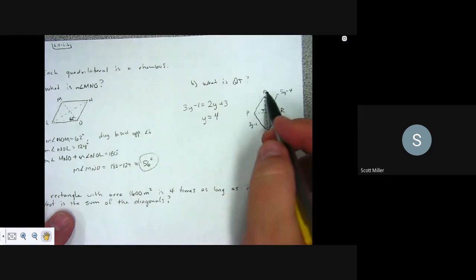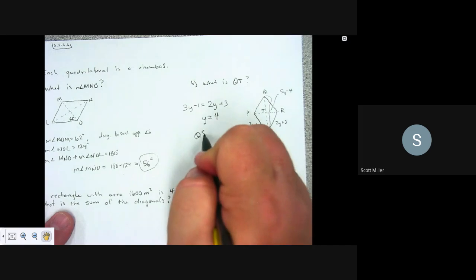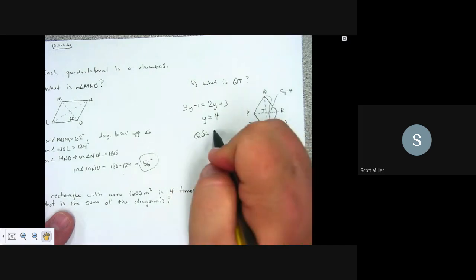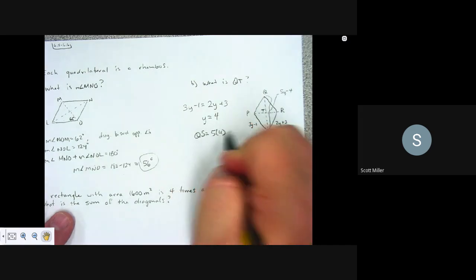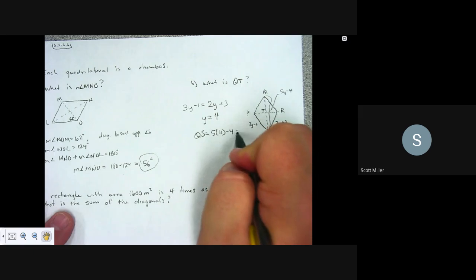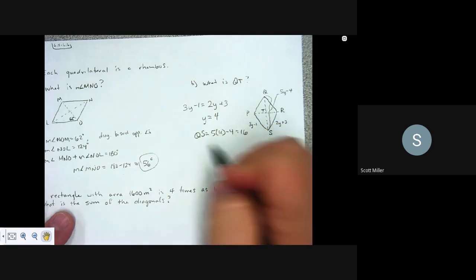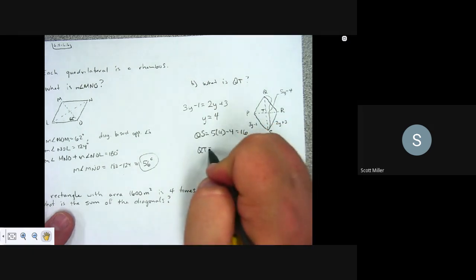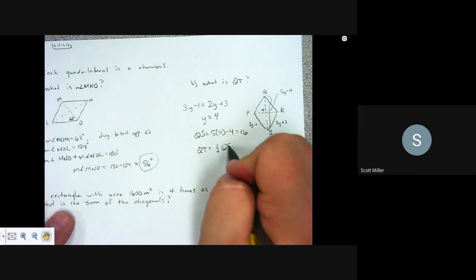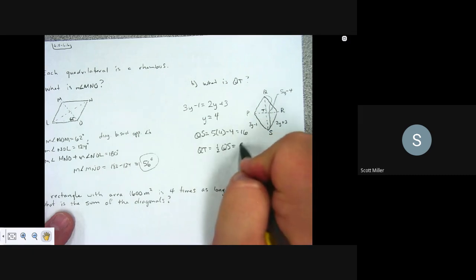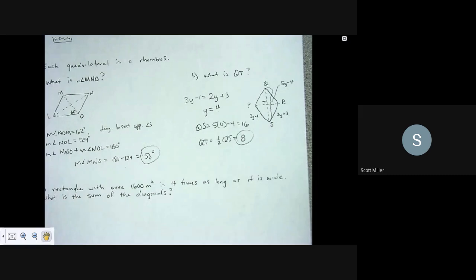I can then come over here and figure out what QS is. Since y is 4, then QS is 5 times 4 minus 4, which is 16. And I know that QT is 1/2 of QS, which means this is 8. And there you go. Okay, let's look at some more examples.